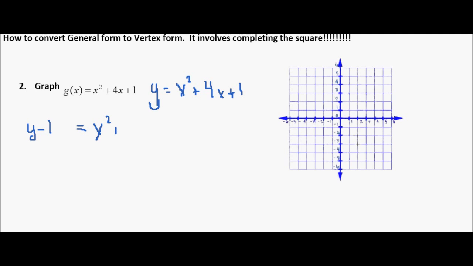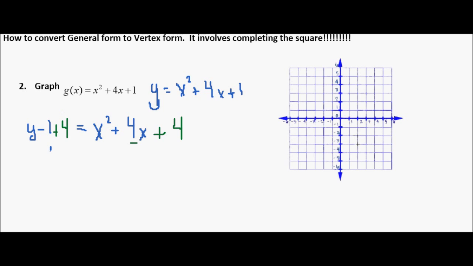x squared plus 4x. Okay, now if we recall the process of completing the square, we look at this number in front of the x, and we take half of it, which is 2, and square it, which is 4. So I add 4 to this side, remembering whatever you do to one side of the equation, you must do to the other side. So I add a 4 to the other side.